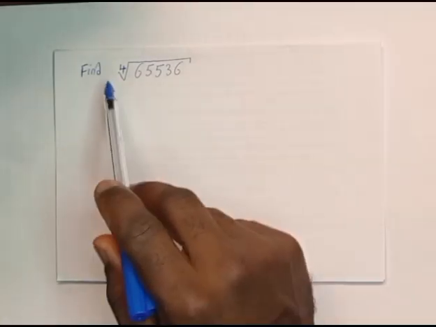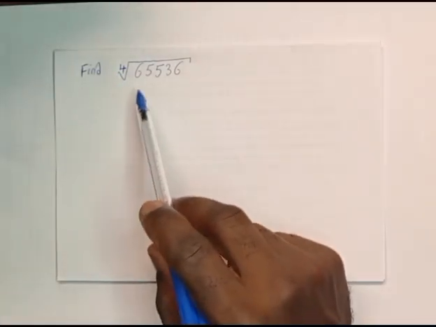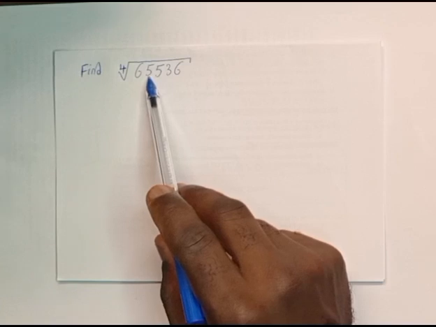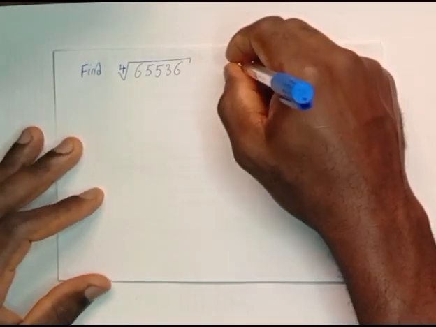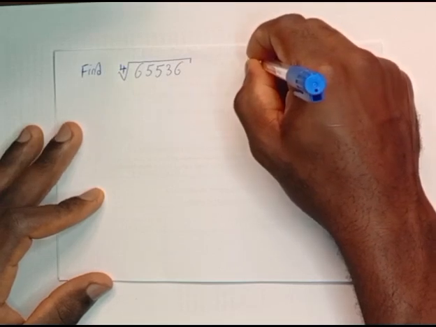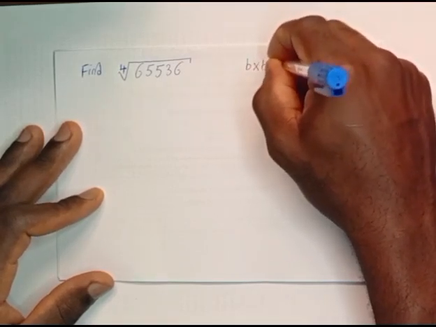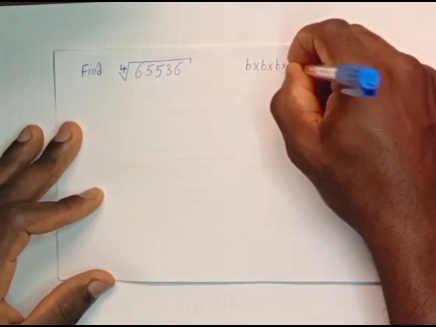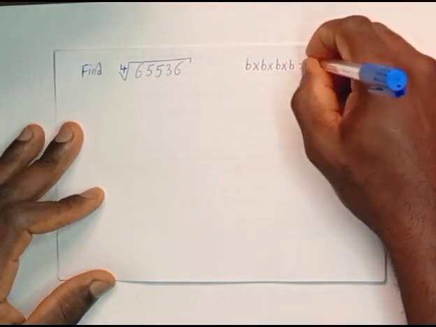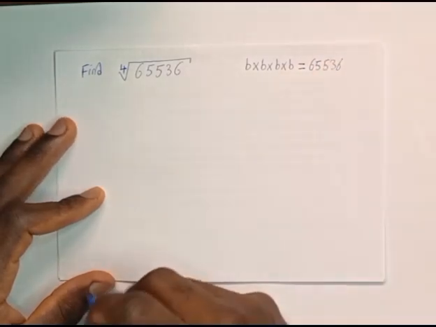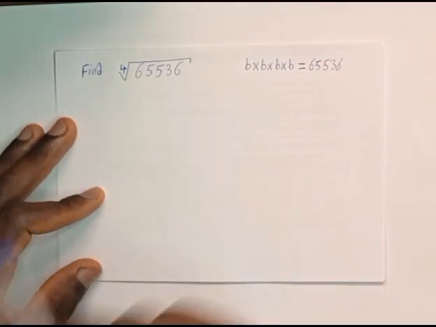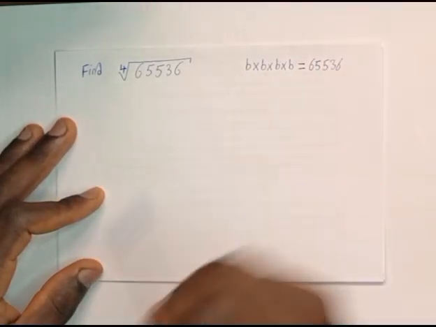Find the fourth root of the number 65,536. The fourth root of this number means we have to find that number b such that when we take b times b times b times b, this will simply be equal to 65,536. That means we have to multiply the number b by itself 1, 2, 3, 4 times.